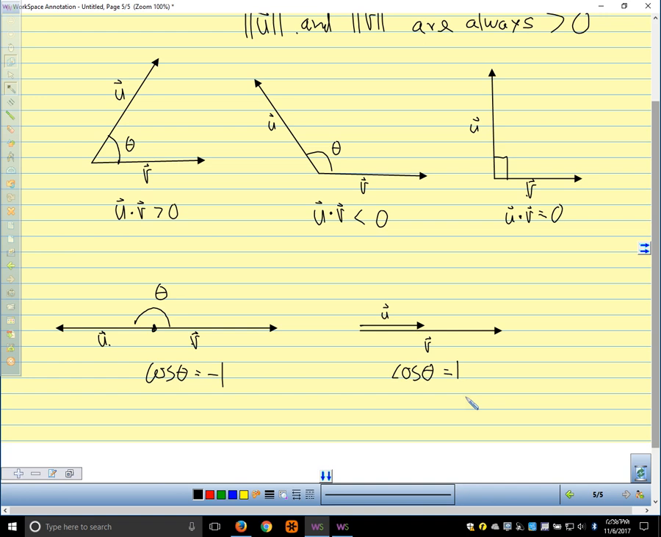So the dot product is going to give us a lot of information. The dot product contains information about the angle between the vectors. So that's how it ends up being applied mostly, to find the relationship between the two vectors that way. All right, questions? Okay.